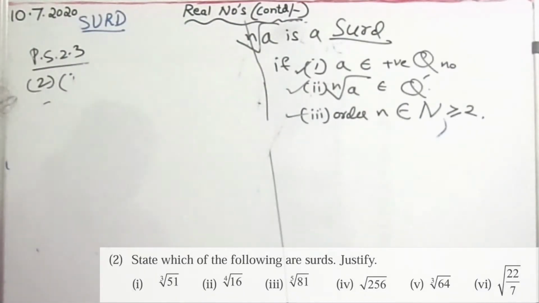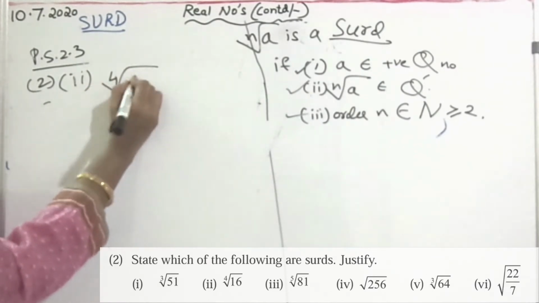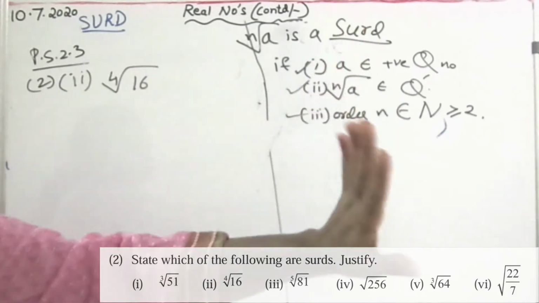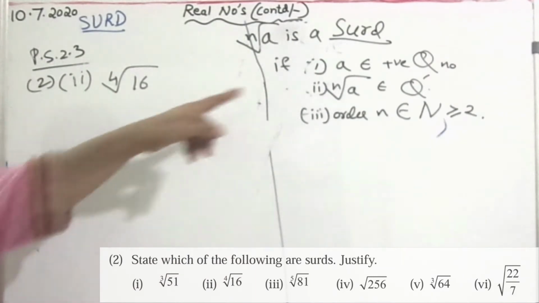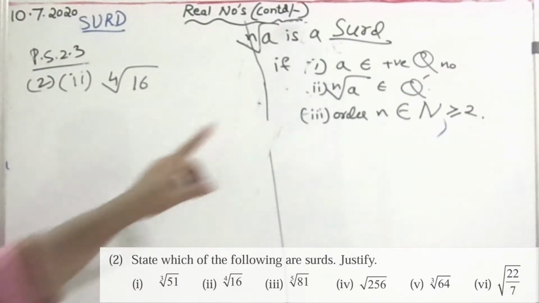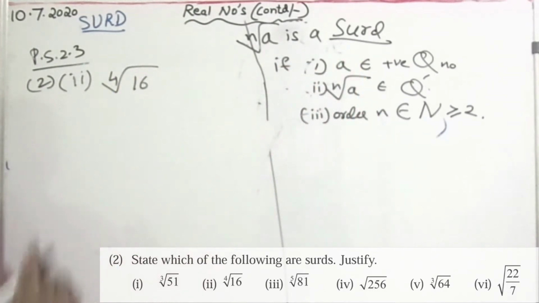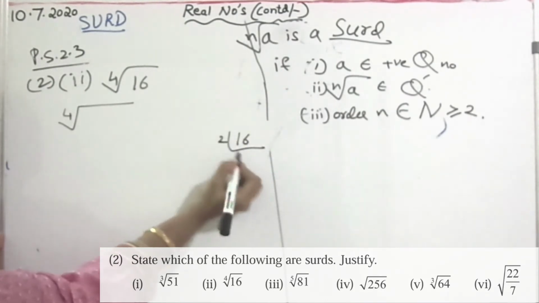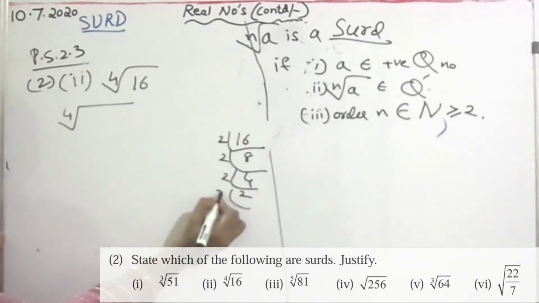Second one, fourth root of 16. Okay. So before we go, we can see that 16 is a positive rational number. The first condition is satisfied. Now we have to find out whether the second condition is satisfied or not, whether the fourth root of 16 is an irrational number. For that purpose, first we will break it up into factors like the last sum we did. What are the factors of 16? 2 8s are, 2 4s are, 2 2s are, 2 1s are.